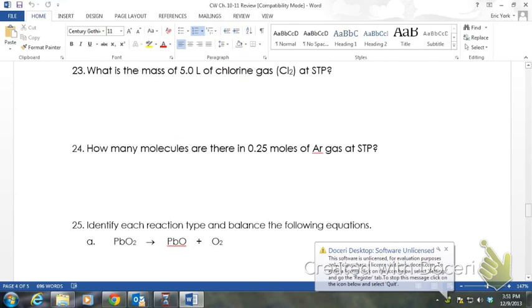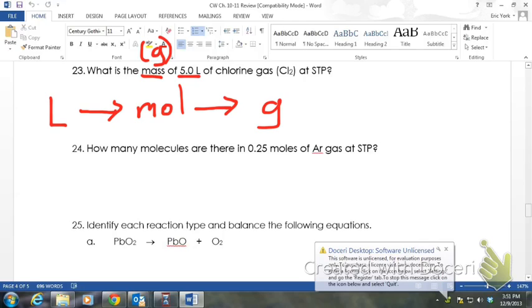Okay, next problem. Again, we are given 5 liters of a gas at STP, and it's asking for the mass. Now, the first thing we're going to do is convert from liters. We have no way of directly converting from liters to grams because mass is measured in grams. Okay, we can't do that direct conversion. Instead, we have to first convert it into moles, and then once we've converted it to moles, then we can convert it into grams. So this is actually a two-step problem.